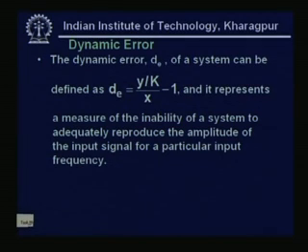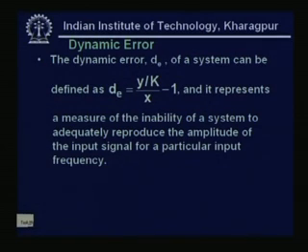Dynamic error dE of a system can be defined as dE equal to y by k by x minus 1, and it represents a measure of the inability of a system to adequately reproduce the amplitude of the input signal for a particular input frequency, right.